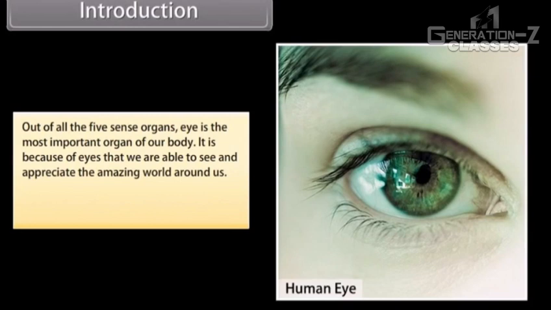Introduction. Out of all the 5 sense organs, the eye is the most important organ of our body. It is because of eyes that we are able to see and appreciate the amazing world around us. Our eyes make us see the colors of the world.